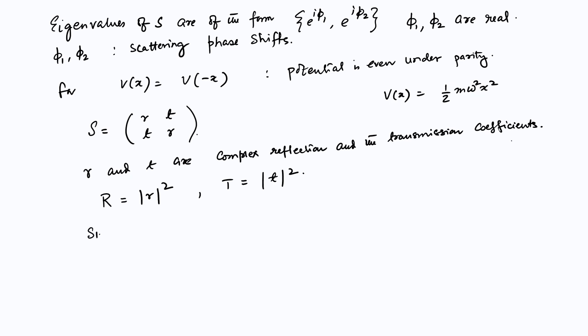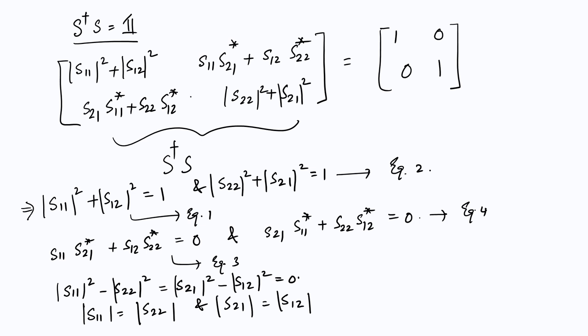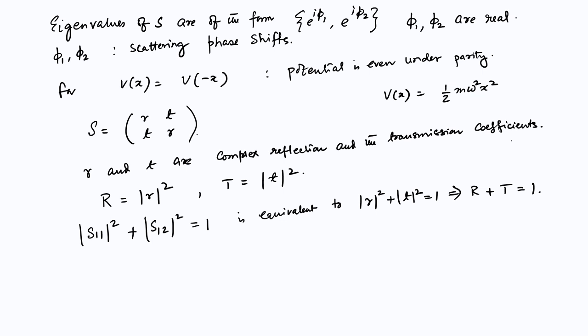Now this mod S11 square plus mod S12 square equal to 1 is equivalent to mod r square plus mod t square equal to 1, or capital R plus capital T equal to 1, which it has to be because the reflection plus the transmission probabilities should add up to 1. And this is precisely coming from the properties of the S matrix, which is this. This is the equation that I am referring to. Okay, this equation denotes capital R plus capital T equal to 1. All right.